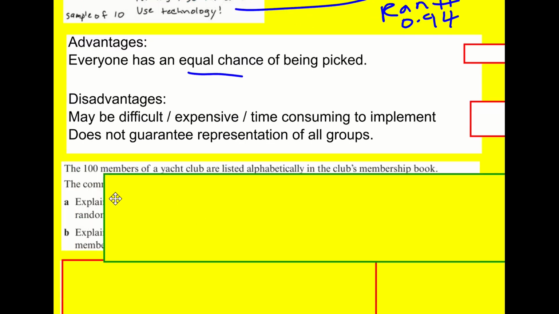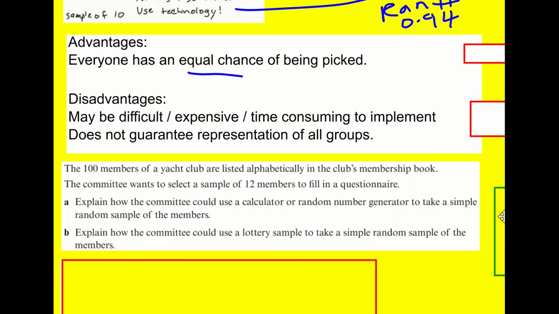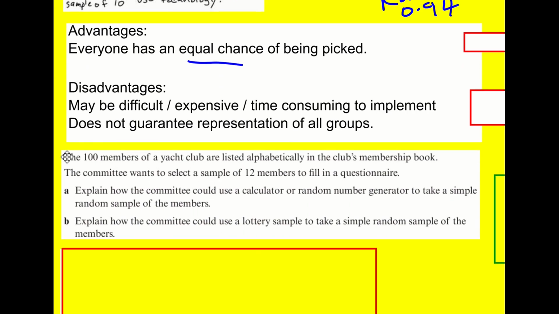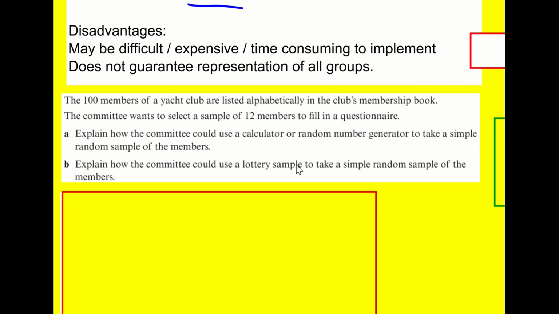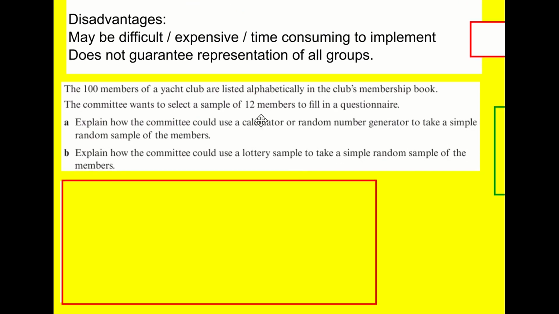Okay, so we're going to look at one example to finish, of using simple random sampling. 100 members of a yacht club are listed alphabetically in the membership book. Okay, that is our population. The committee wants to select a sample of 12 members to fill in a questionnaire. So not all of them, just 12 of them. Explain how the committee could use a calculator or random number generator to take a simple random sample of the members. Well, I've kind of just spoken about that.